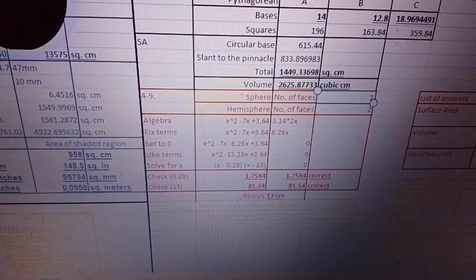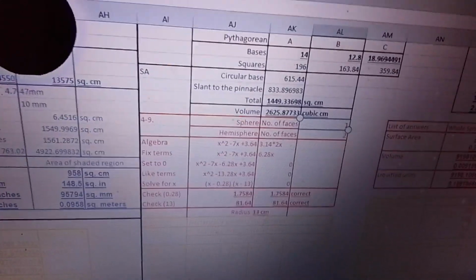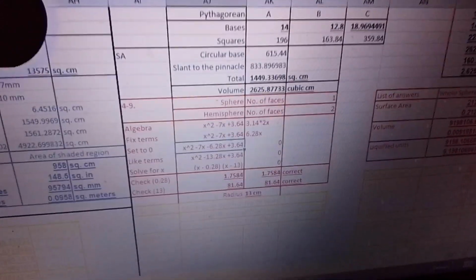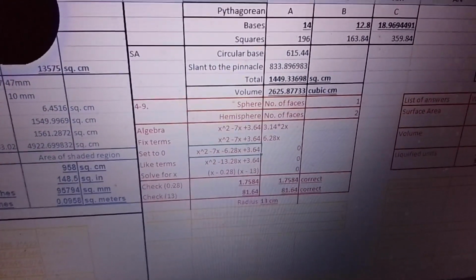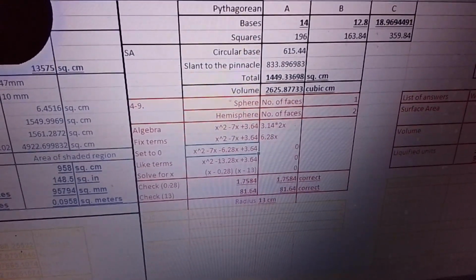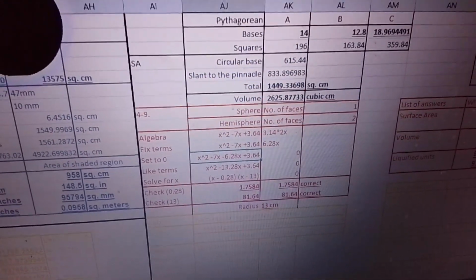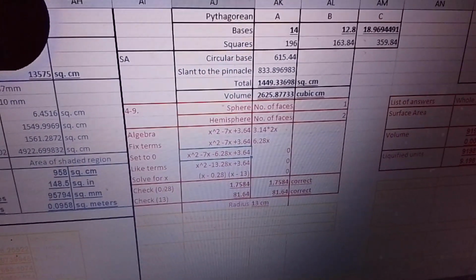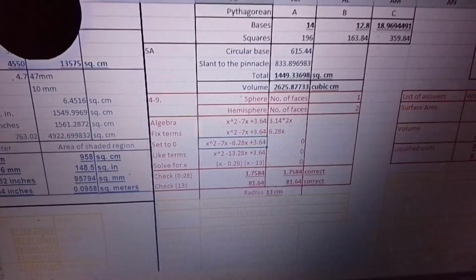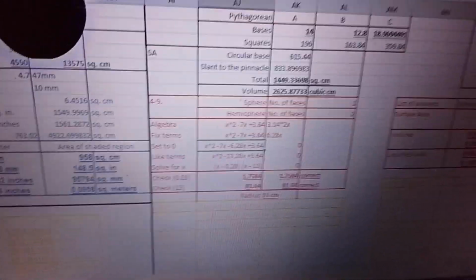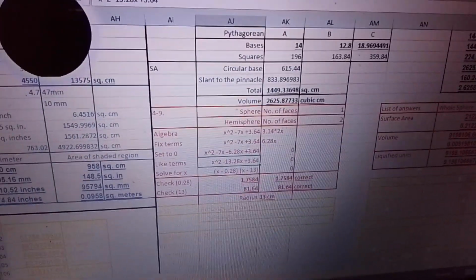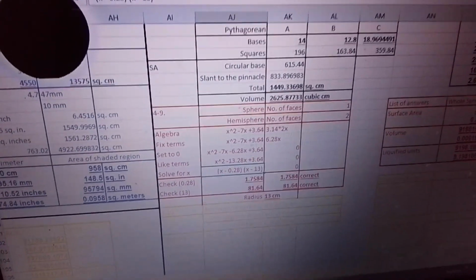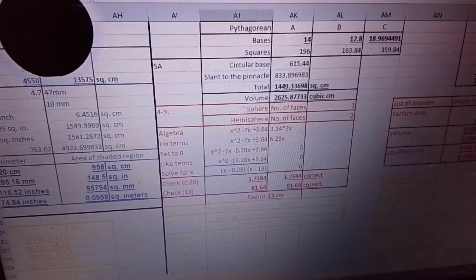And then with that, remember you saw the next step, it goes like this. We set it equal to 0. So remember, we set the equation equal to 0. So therefore, it becomes x squared minus 7x minus 6.28x plus 3.64 equals 0. Combining like terms, you should get negative 13.28x plus 3.64. Then, what we're going to do is solve for x. The answer is supposed to be x minus 0.28 and x minus 13. That's the solution we were looking for. How do we get that solution?